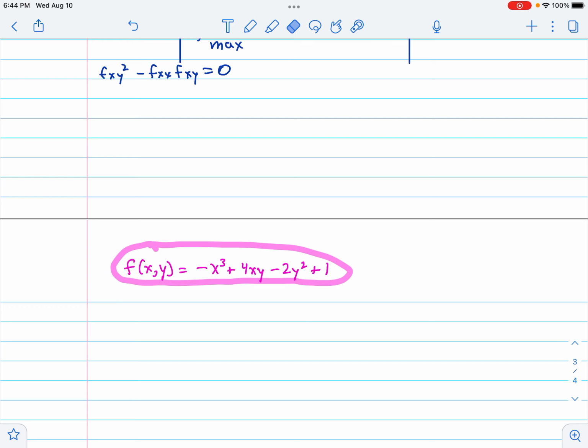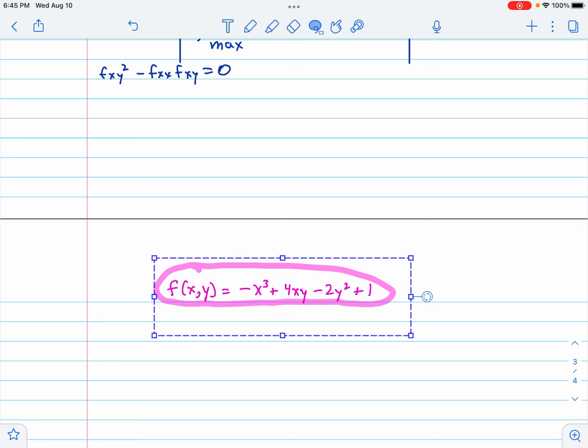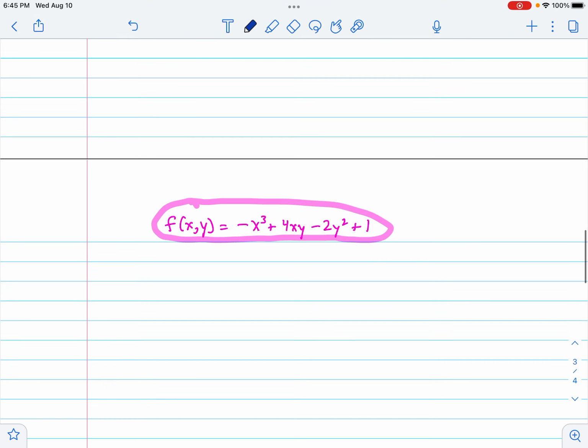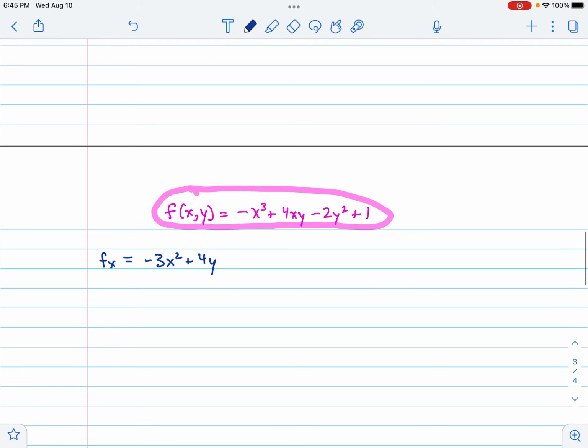Okay. Now, let's suppose I want to go through the whole process of determining where the maxes and mins are on this thing. So here I go. I'm going to take the first derivative with respect to x. If I take the first partial with respect to x, I'm going to get negative 3x squared plus 4y, and that's it. Now let me take the fxx. Well, that's just going to be negative 6x.